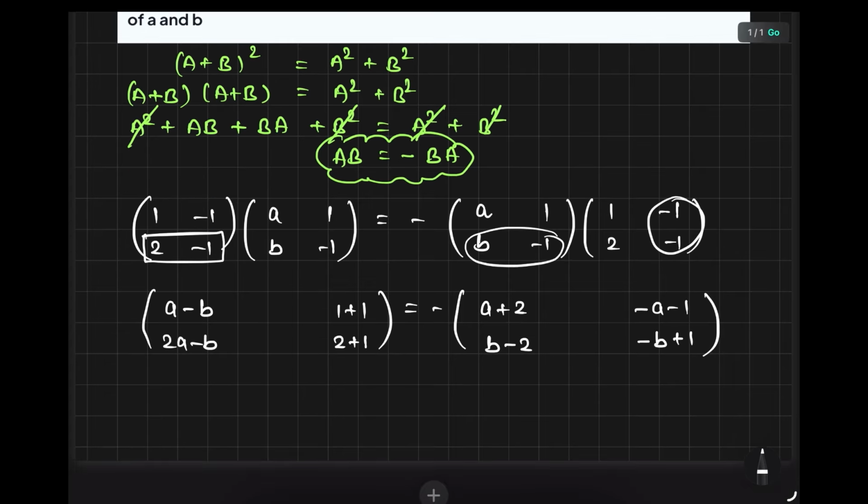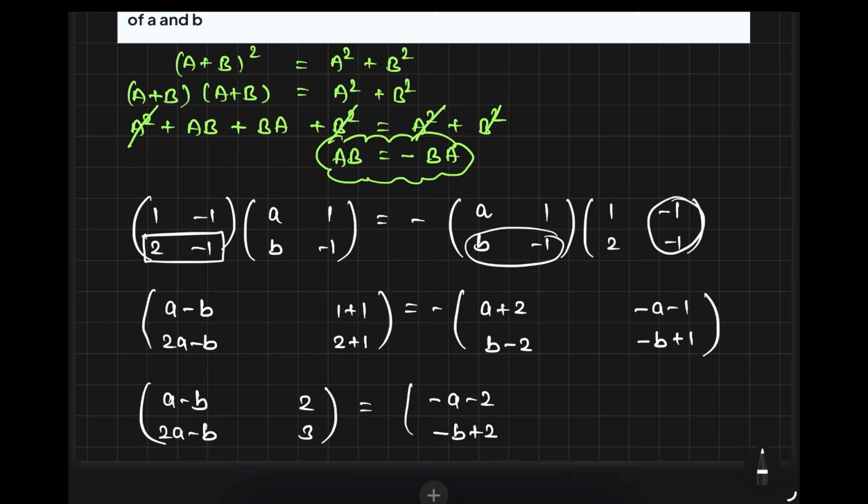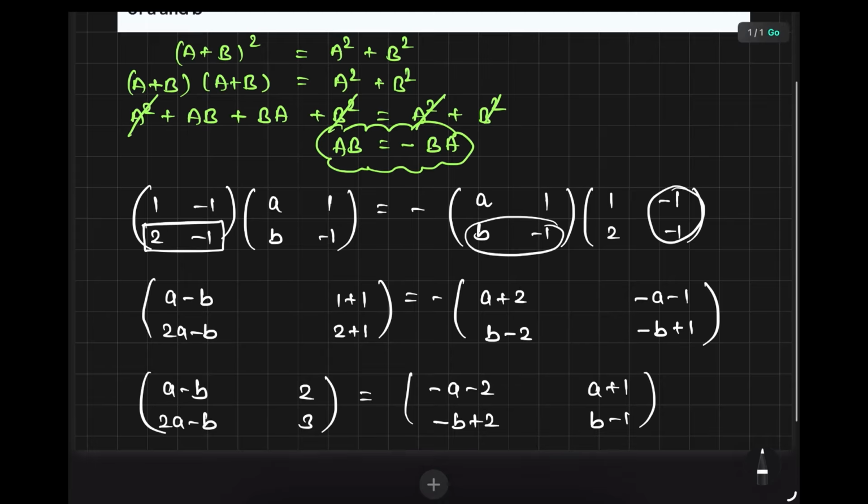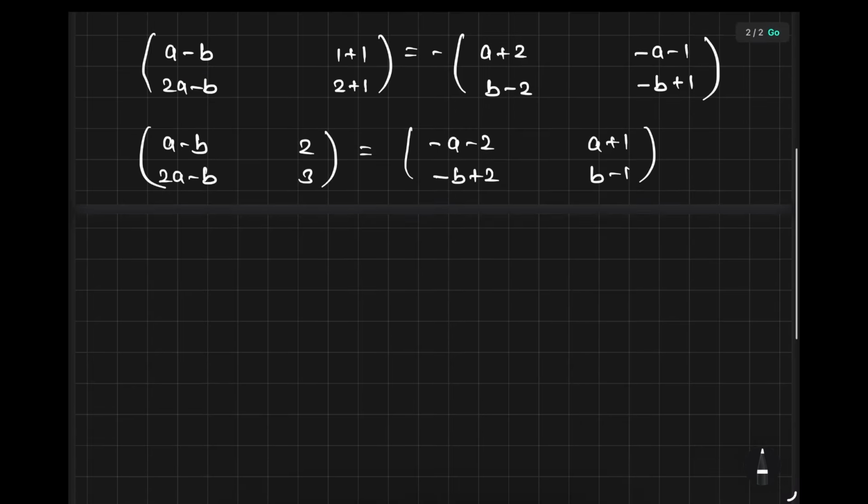Now you can simplify the equation. a minus b, 2a minus b, 2, 3. I will send minus inside. So minus a minus 2, minus b plus 2, a plus 1, and then b minus 1. Now these two matrices are equal. If two matrices are equal, we can compare the elements. So first element, or else you can go with these two things.